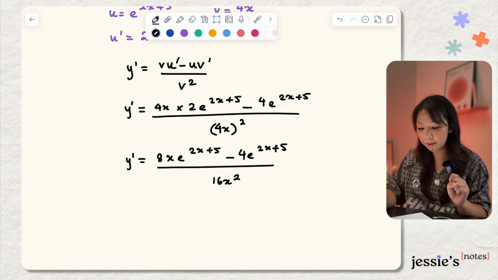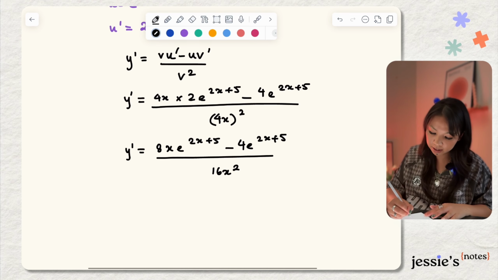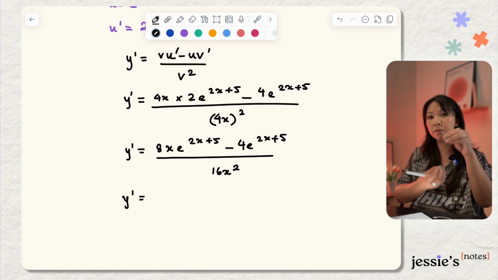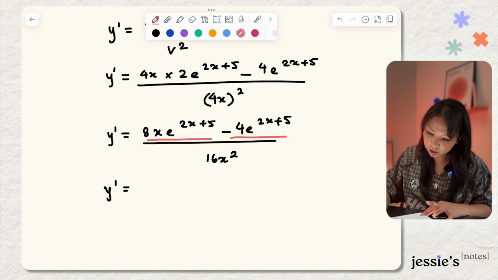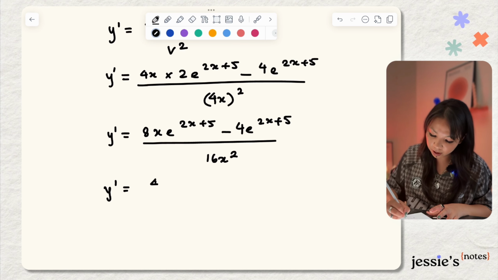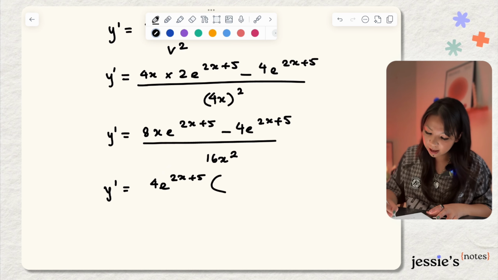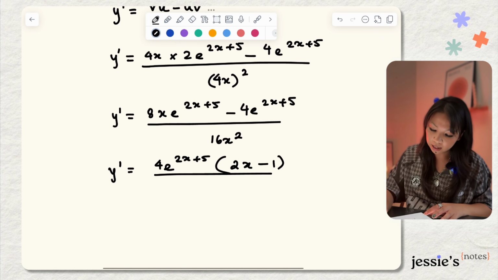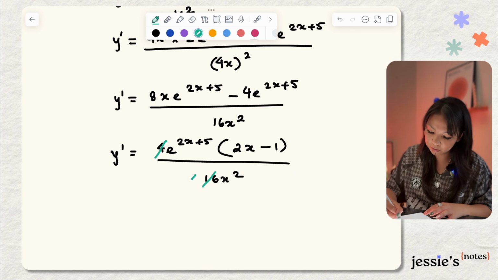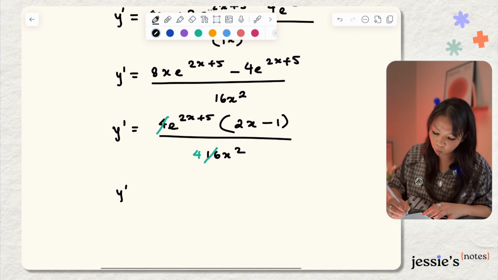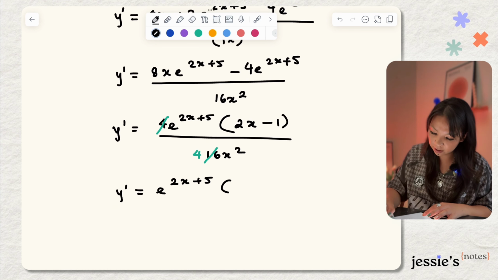Now you could leave it like that, but what I'm going to do is I'm going to factorize. I always do, because you might be able to simplify it further with what's in the denominator. So if you look at the numerator, what's common? Okay, you can see that a 4 is common. You can also see the e to the 2x plus 5 is common. So I'm going to factorize out 4e to the 2x plus 5. That is going to leave us with 2x in the first term and just a minus 1 in the second term. So then we end up with this. And then now I'll notice, yay, I can simplify further. There's a 4 left on the bottom. So we get y dash equals to e to the 2x plus 5, 2x minus 1 all over 4x squared.